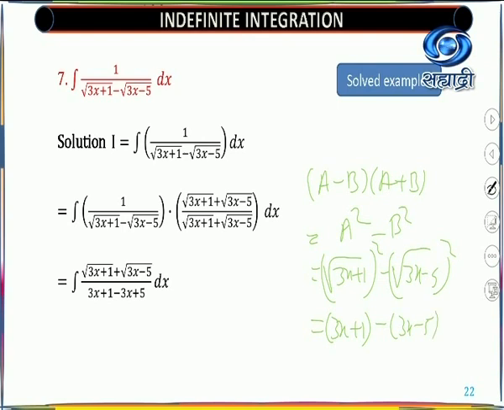Now open this bracket and you will get this expression: 3x plus 1 minus 3x, and minus of minus becomes plus 5. So you get 3x plus 1 minus 3x plus 5. Now 3x minus 3x will get cancelled, and 1 plus 5 is 6. So what will be your next step? The next step says root of 3x plus 1 plus root of 3x minus 5 upon 6. Now 6 is a constant, so you are able to take that 6 outside the integral sign.